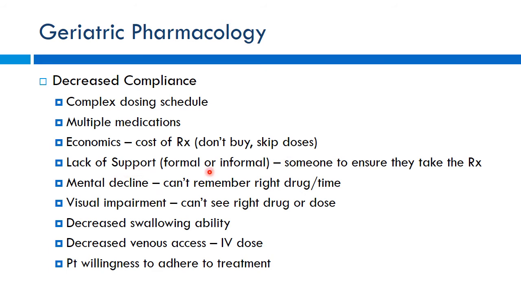So sometimes they need someone to actually make sure they're taking the medication. So either a caregiver, whether it be home health care or something like that, that ensures they're actually taking it. Obviously, their mental decline or visual impairment, they can't remember to take the drug, or if they can't see what drug it is, that can lead to decreased compliance as well.